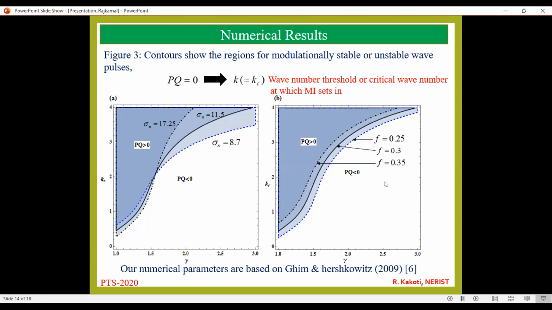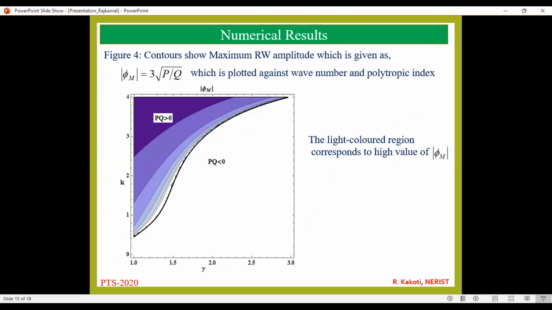Well, for numerical work, we have considered the parameters based on an experiment by him and his colleagues, where they observed an electronegative pore and an electropositive halo in the ion acoustic limit. Now, coming to the rogue wave amplitude, we have drawn the maximum rogue wave amplitude contour plots against the wave number and adiabaticity. Here, the lighter color regions correspond to high amplitudes.